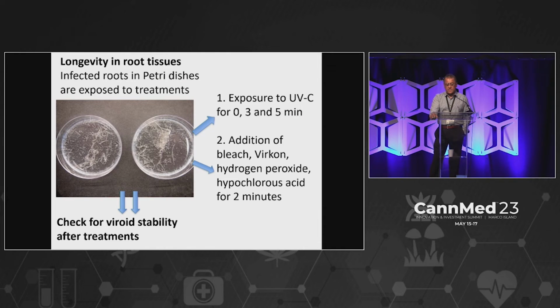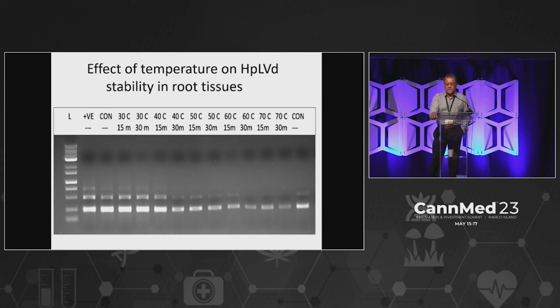It also survives in various types of root tissues, and I'll show you a couple of slides that indicate that this viroid is extremely stable. For example, when you look at temperature, this was where we took small root tissues that were infected by the viroid and heated them up to 70 degrees centigrade for 30 minutes. And the white bars, again, indicate the presence of the viroid. Even heating that tissue to 70 degrees for 30 minutes did not destroy the RNA.